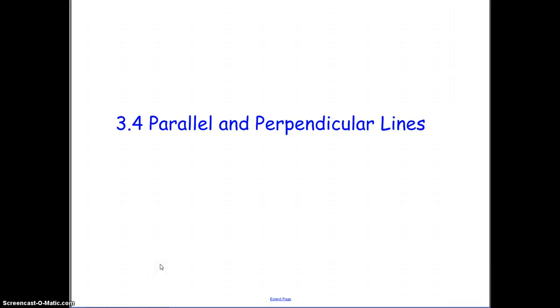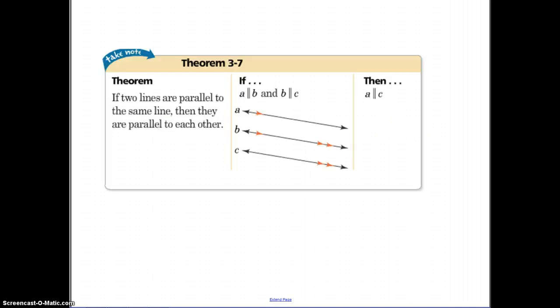Hello, Geometry Land. What we're going to do today is work with parallel and perpendicular lines. So let's learn some theorems about those. Our first theorem is Theorem 3.7, which means it has no name. It's Chapter 3. It's the seventh theorem. That's all that means. So, Theorem 3.7.